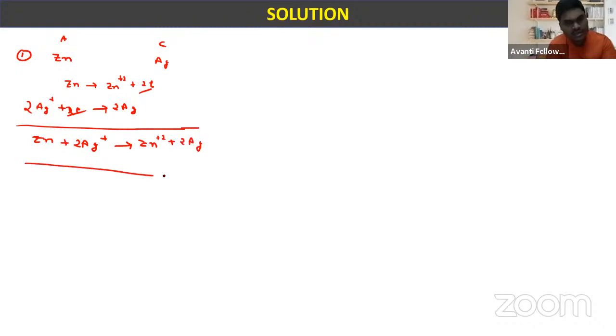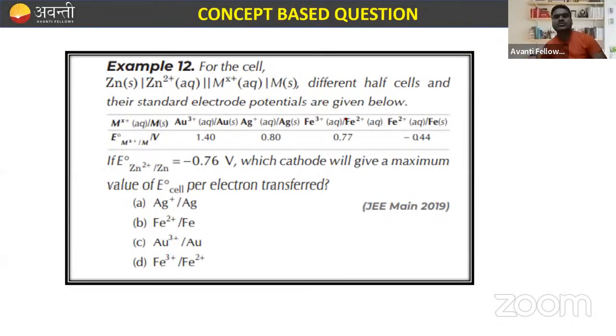So what is the E cell for this reaction? E cell for the reaction is nothing but E cathode minus E anode. So what is the cathode here? Silver. The value is already given: 0.80 minus 0.76. So the value comes out to be positive, that is 1.56 volt.